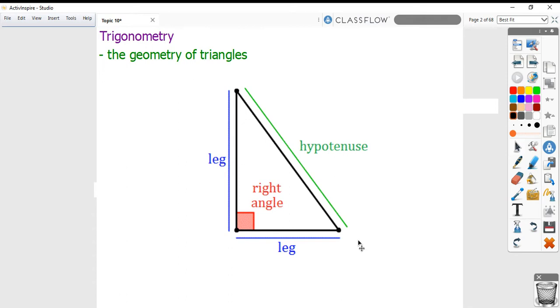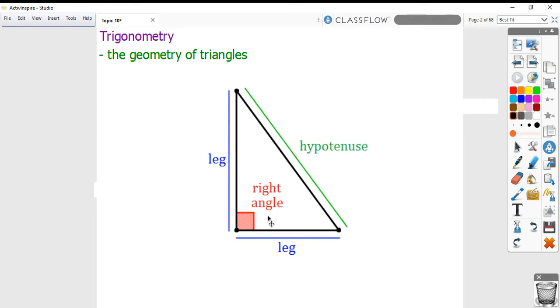Okay, so first let's talk about trigonometry. That's what we're studying. That's what the general topic for Unit 10 is going to be. Trigonometry is the geometry of triangles. And most of the time when you're talking trig, you're talking right triangles.